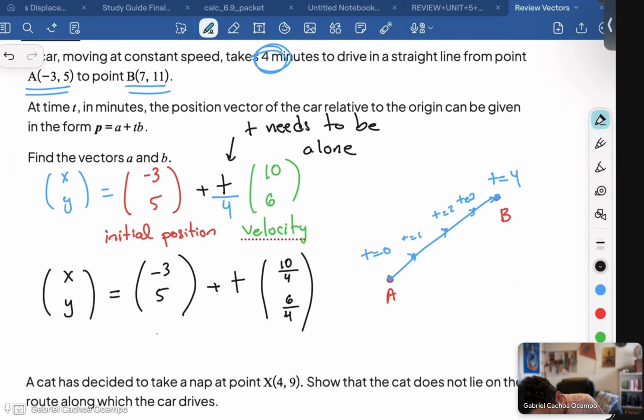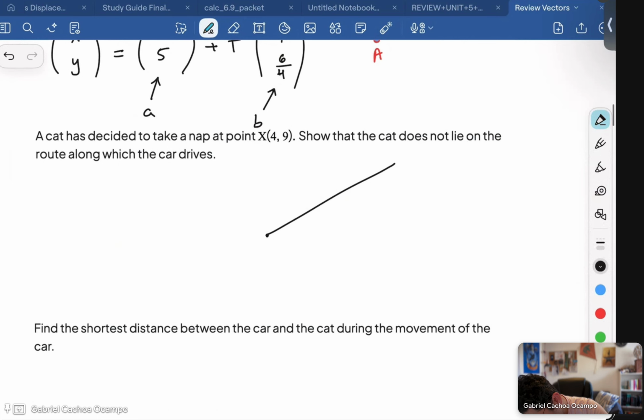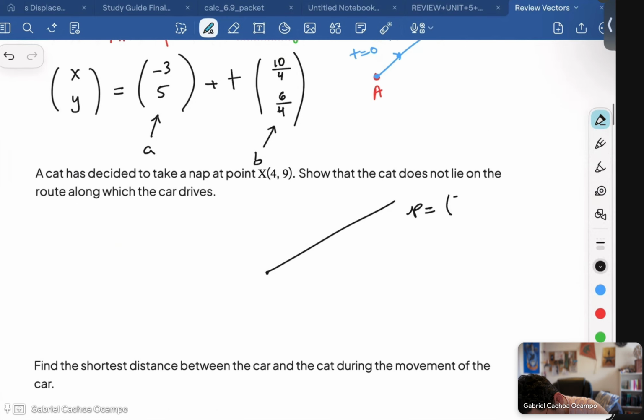This will be my initial position. This is A, and this is my vector B. And for this equation, it actually works that for t equals 4, I am standing at B. So now I have this line, with an equation of P equals -3, 5 plus t times 10/4, 6/4. You can simplify the fractions. I won't. I am sorry.